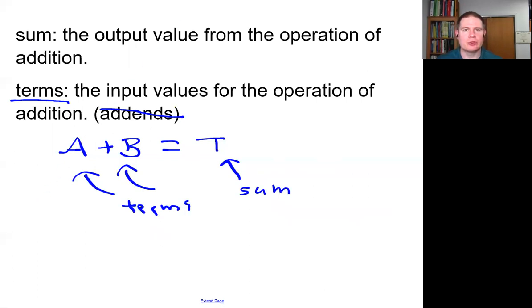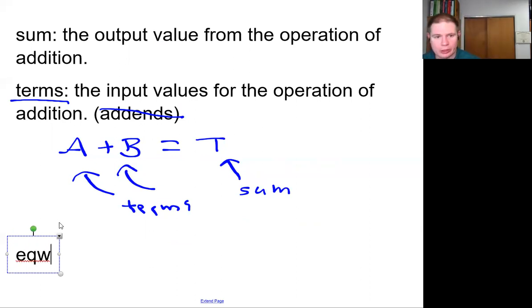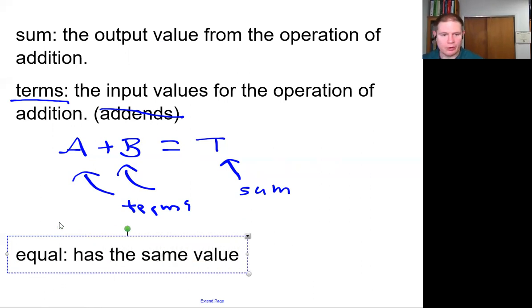And I've used this next definition a few times already without specifying it, and that is the word equal. Equal doesn't mean the answer. Equal means has the same value, or have the same value, depending on what it is we're describing, right? So equal without an S is an adjective. Maybe I should specify that here.